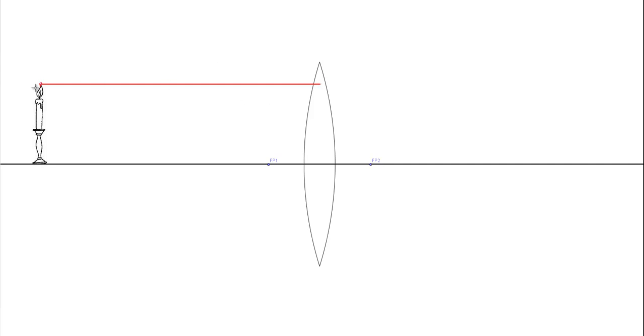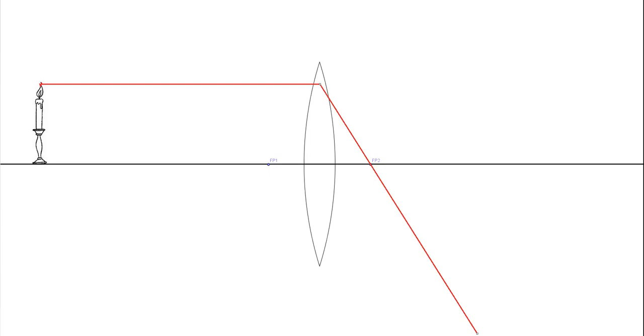You can start out with a different one if you feel like, but that's totally okay. So it goes parallel to the main axis, to the lens, and then after it hits the lens, what happens is that it actually passes right through the focal point. I'm going to make my line as long as possible. Okay, so it goes from the top of the candle towards the lens, parallel to the main axis, and then shoots through the second focal point.